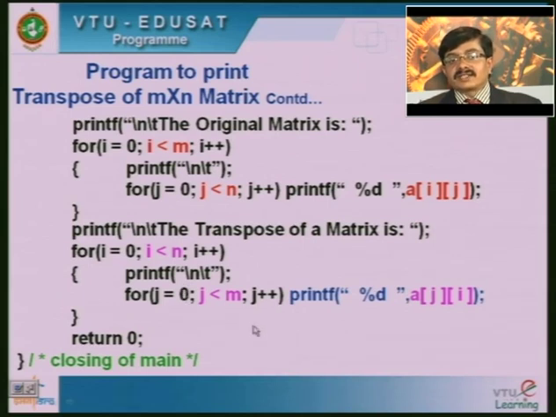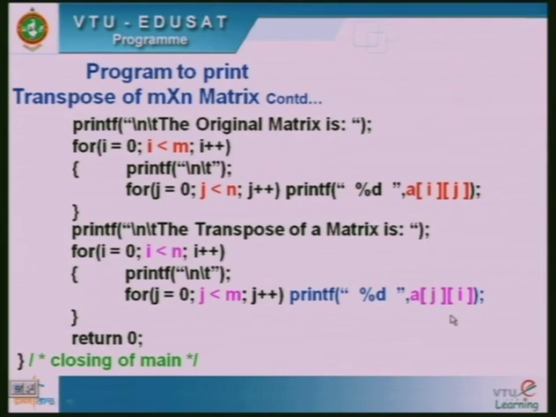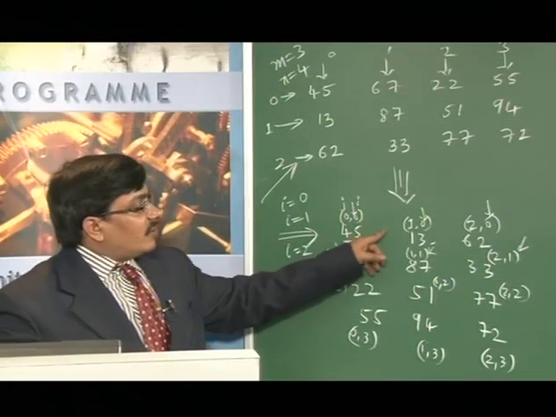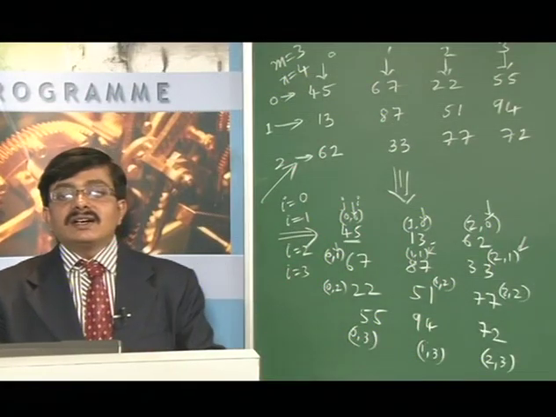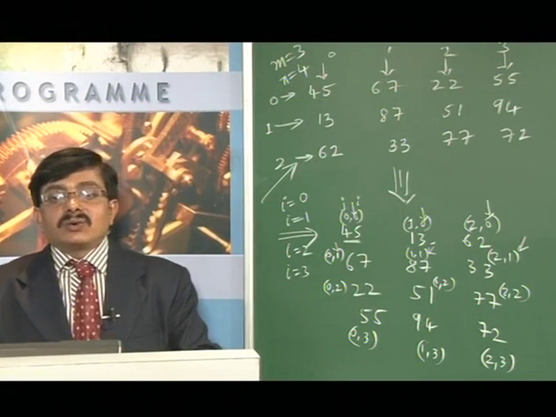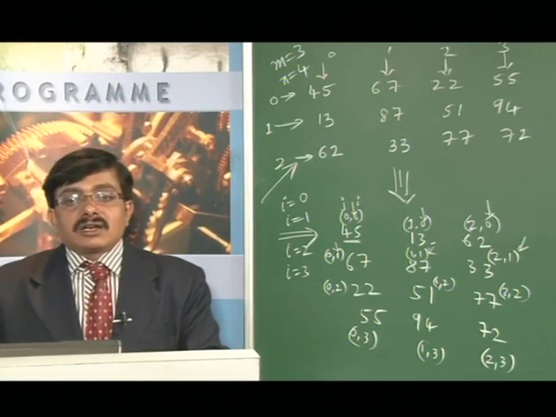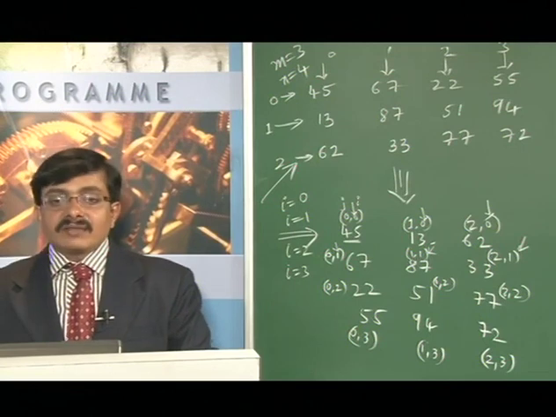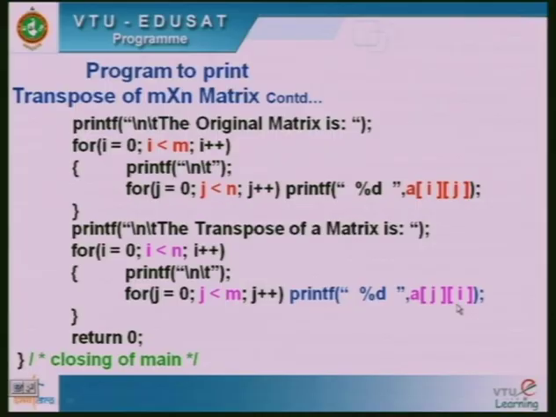The j will run first when i is equal to 0, and j will run from 0 to m, where m is the number of rows. So 0, 1, 2, 3 up to m minus 1 are the indexes for j. When i is 0, I will be printing a[0][0], a[1][0] and a[2][0], varying the row subscript and keeping the column constant. So this is how I am going to print the transpose of a matrix.